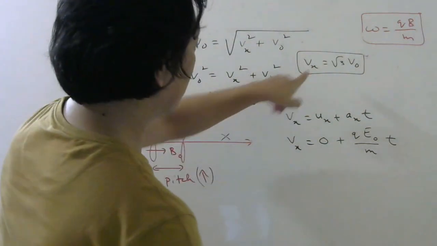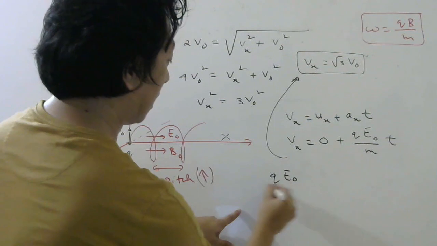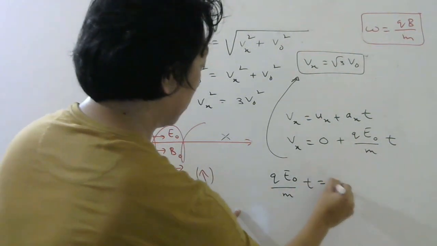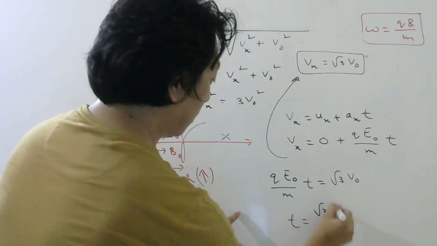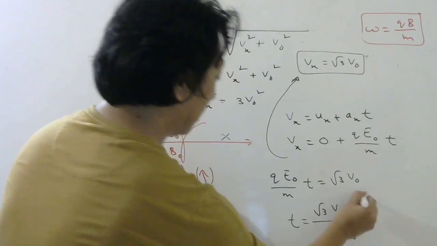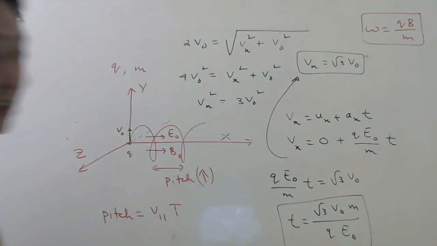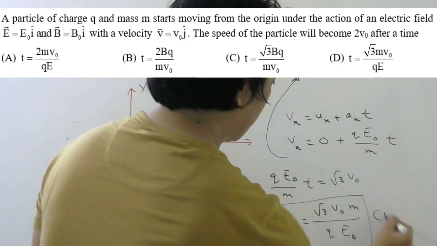So Vx we found, substitute here. So it will be Q E naught by M times T equals root 3 V naught. So after what time? T equals root 3 V naught M by Q E naught. You can see all the quantities on the right side were given in the question. So which option? Option B.